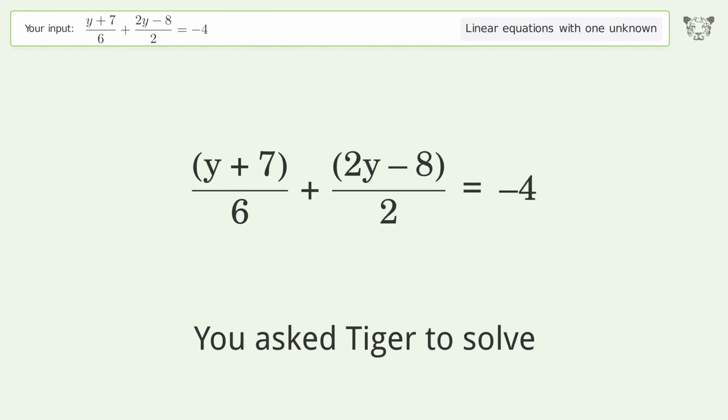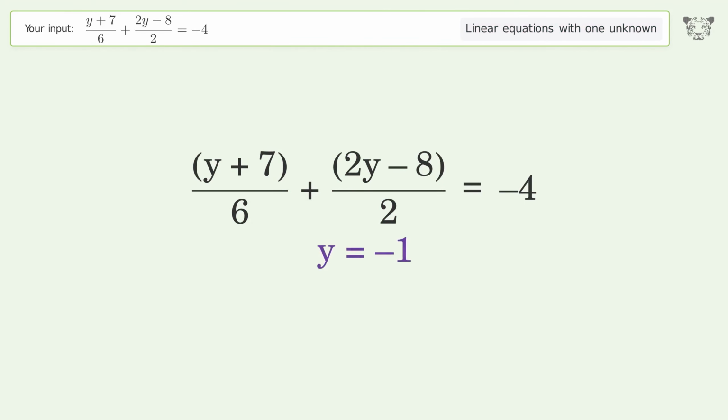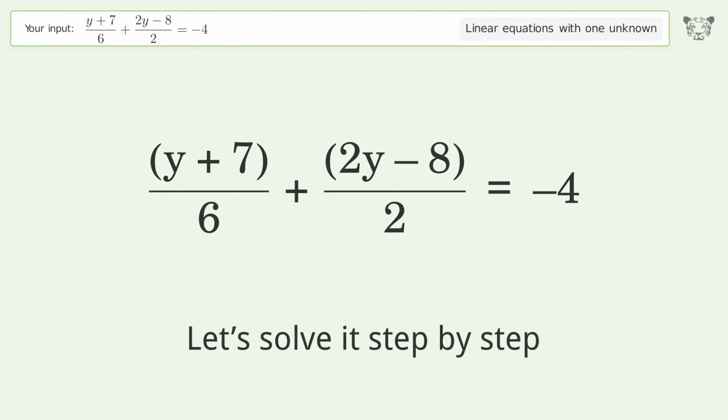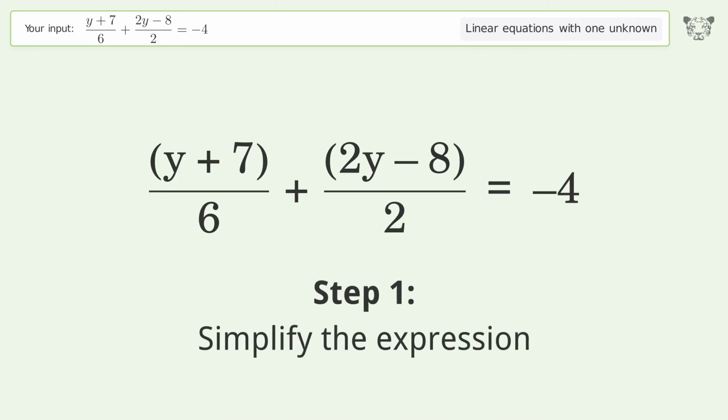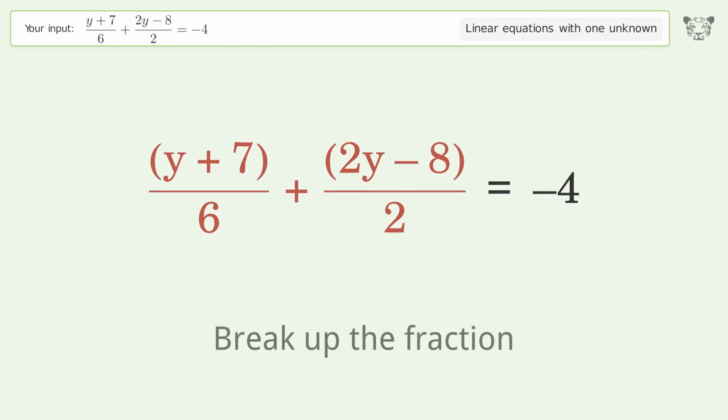You ask Tiger to solve. This deals with linear equations with one unknown. The final result is y equals -1. Let's solve it step by step. Simplify the expression. Break up the fraction.